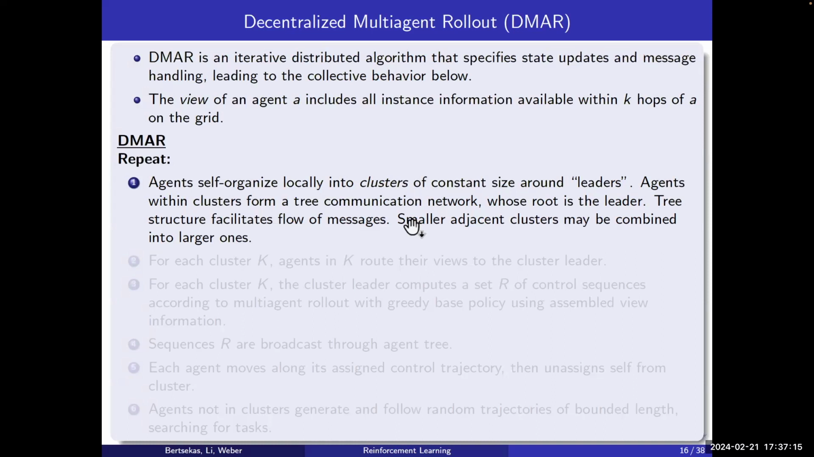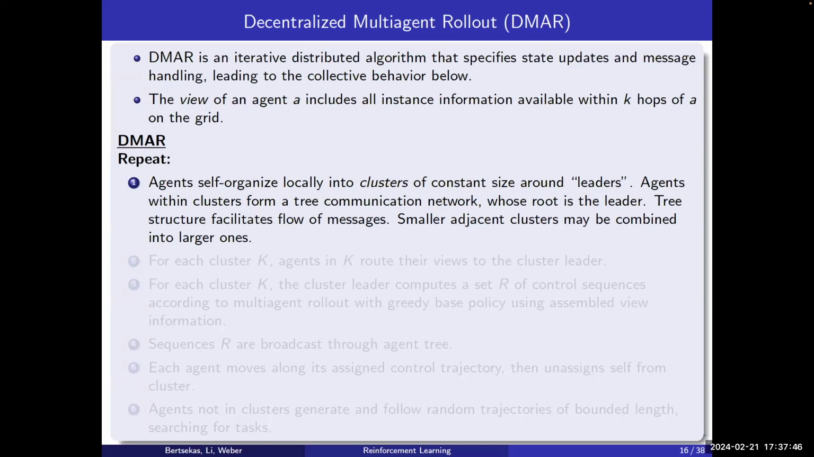And then if there are smaller clusters that are adjacent to each other, we're going to combine them into larger ones, because a source of suboptimality is if two clusters are overlapping over the same tasks. They may send agents to try to take up these tasks without coordinating with each other. So the clusters are going to be independent, and we're going to try to make them somewhat big.